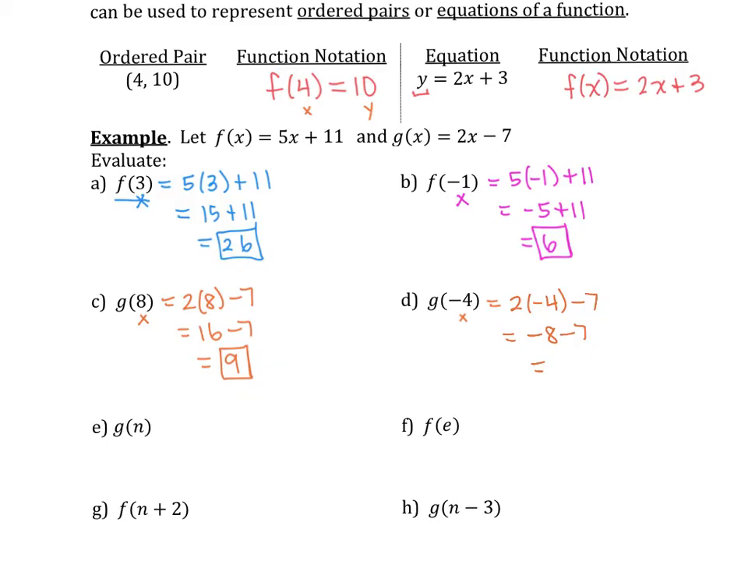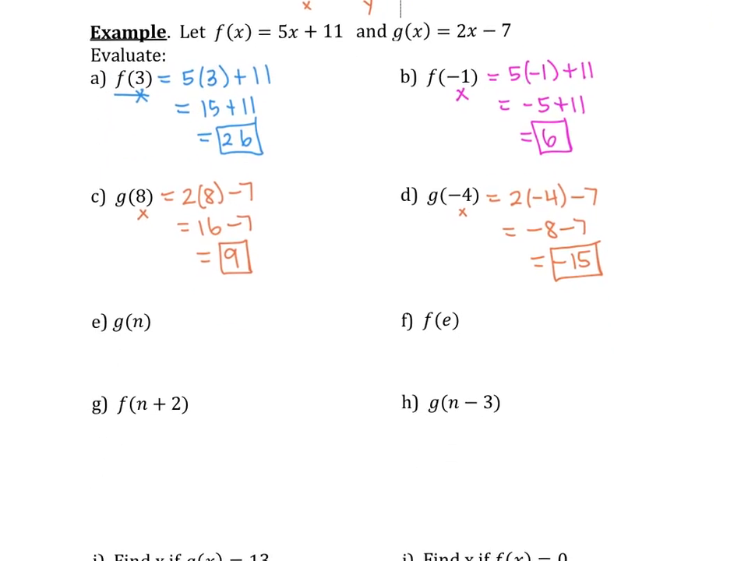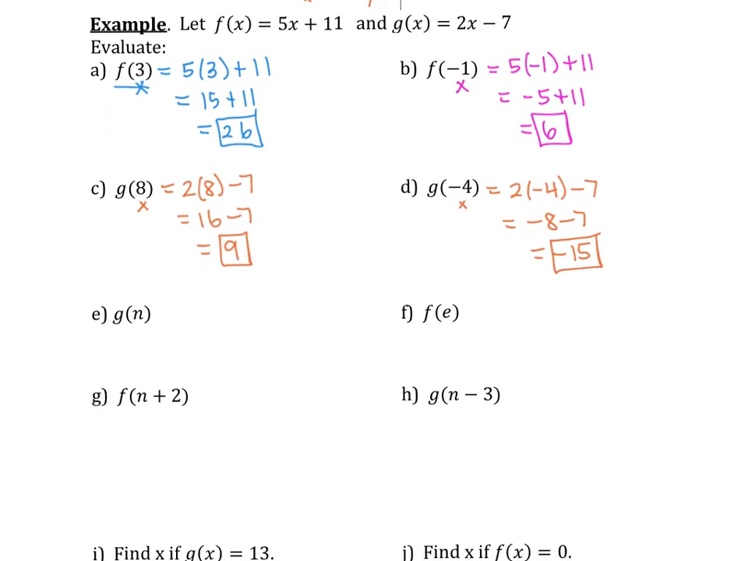Which is, they're both minuses, so I'm going to add them up and I get negative 15. So g of negative 4 is equal to negative 15. Okay, now the last few of this type are similar. They just look a little funny with the letters, extra variables.